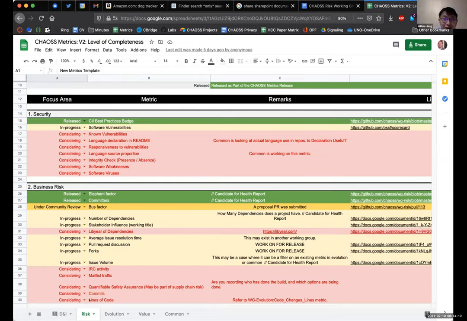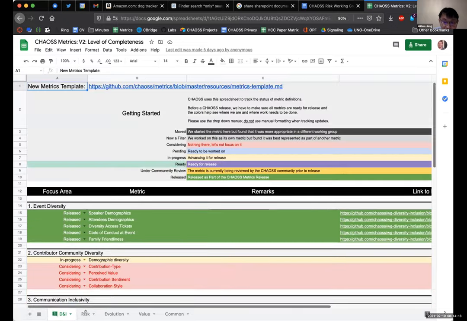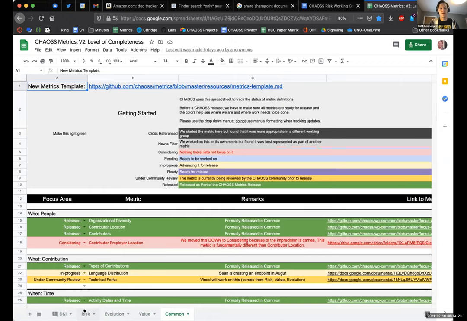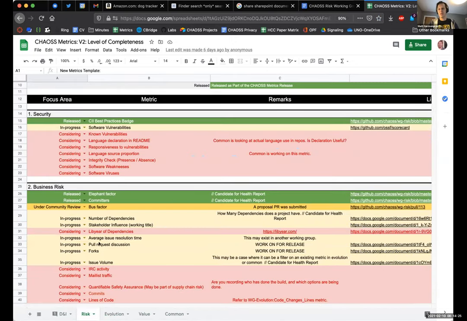No. Okay, so basically, just a real quick explanation. Across the bottom are the different working groups. So say D&I, risk, evolution, value, common. And then within each of the working groups, they work on the development of metrics that can help enumerate particular concerns around that working group. So for example, metrics associated with the determination of value, metrics associated with the determination of the evolution of a project, metrics associated with the diversity and inclusion of a project.